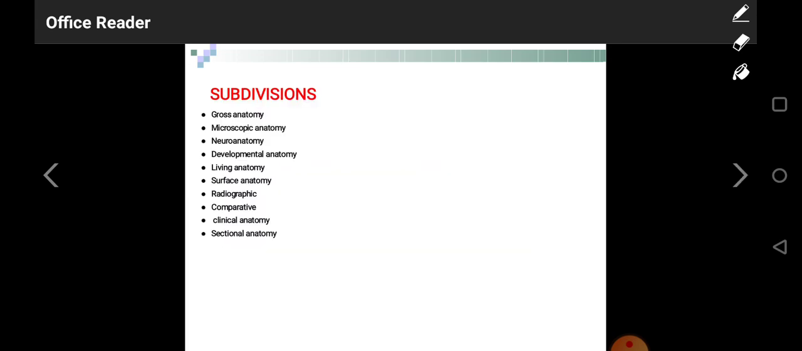These are the subdivisions of anatomy: gross anatomy, microscopic anatomy, neuroanatomy, developmental anatomy, living anatomy, surface anatomy, radiographic anatomy, comparative anatomy, clinical anatomy, and sectional anatomy.